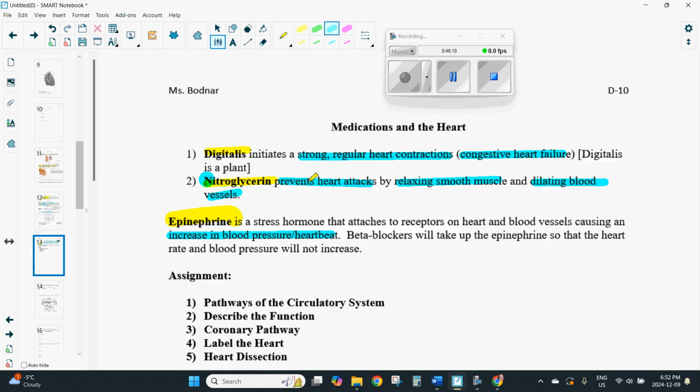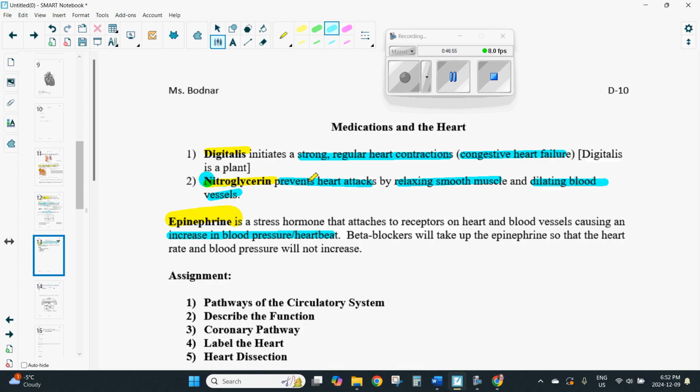So epinephrine you may have heard of before as in an EpiPen. An EpiPen's job is not necessarily just related to the circulatory system, but what else it does is it dilates your respiratory system, so your bronchioles, your bronchi, so that you can actually breathe, okay? Increasing blood pressure and heartbeat, you want your heart to contract so that it can get the oxygen to the body.